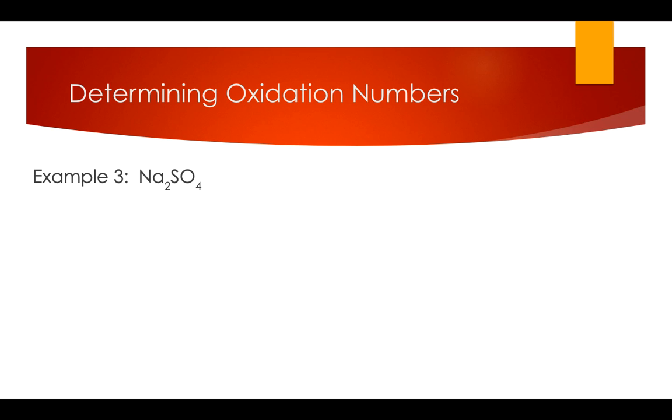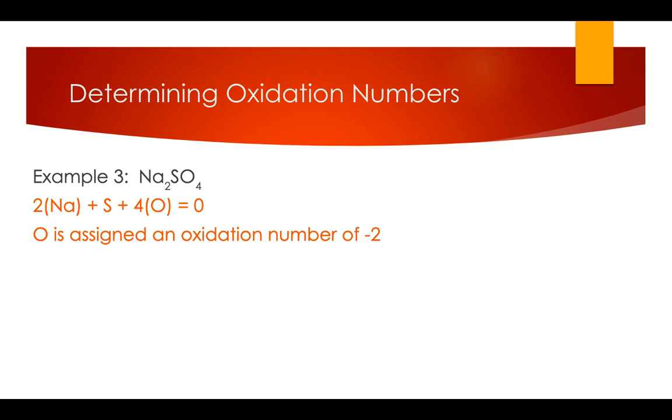One more example, Na2SO4. So this is a neutral molecule, so all the oxidation numbers are going to have to equal 0. So we've got 2 sodiums plus a sulfur plus 4 oxygens. So we know that oxygen gets an oxidation number of -2. And sodium in there is an ion, right? This is a sodium ion with a sulfate ion. So it gets an oxidation number equal to its charge, which is +1.